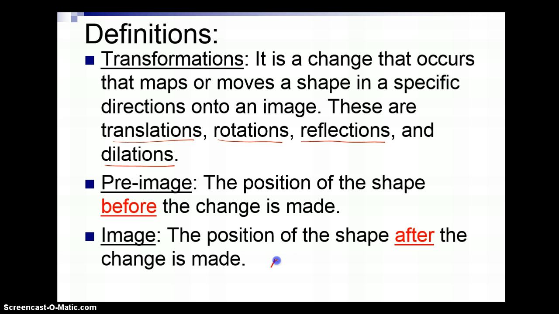So let's say we had a triangle that we had named ABC, and then we moved it, maybe we slid it by translating it, and then we would make triangle A prime, B prime, C prime. So the image will always have the prime marks. The pre-image or the original will just have the letters.